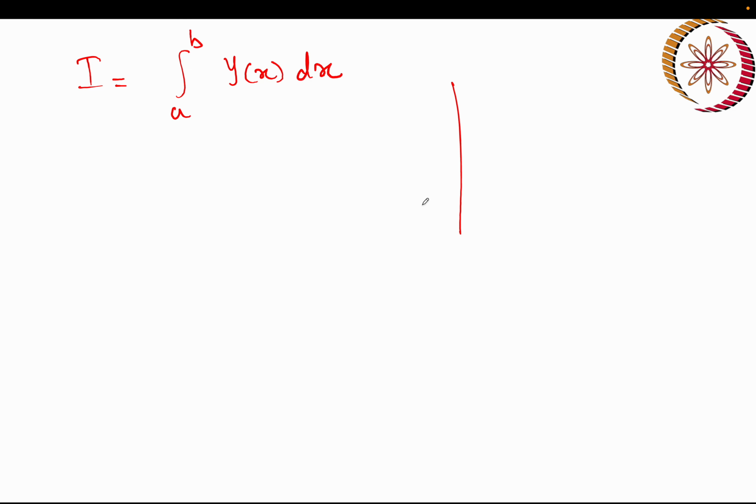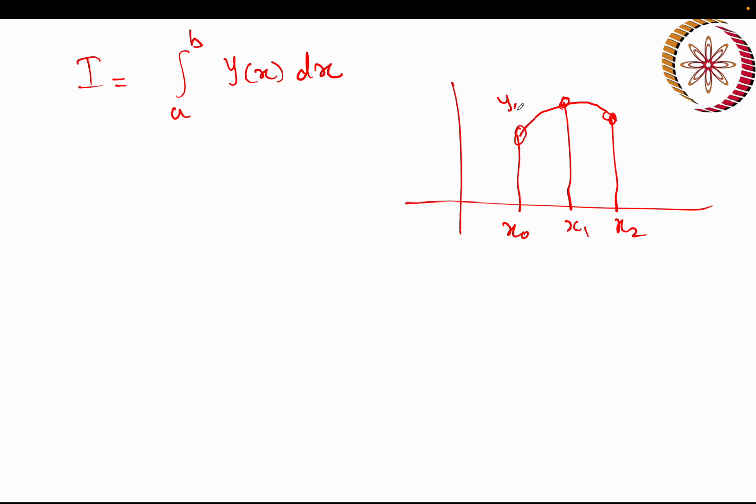And let's say if we just consider one interval for this, let's say this is x0, x1, x2, and their corresponding values are y0, y1, and y2. So in this case the integral will be approximated as h by 3 (y0 plus 4y1 plus y2).